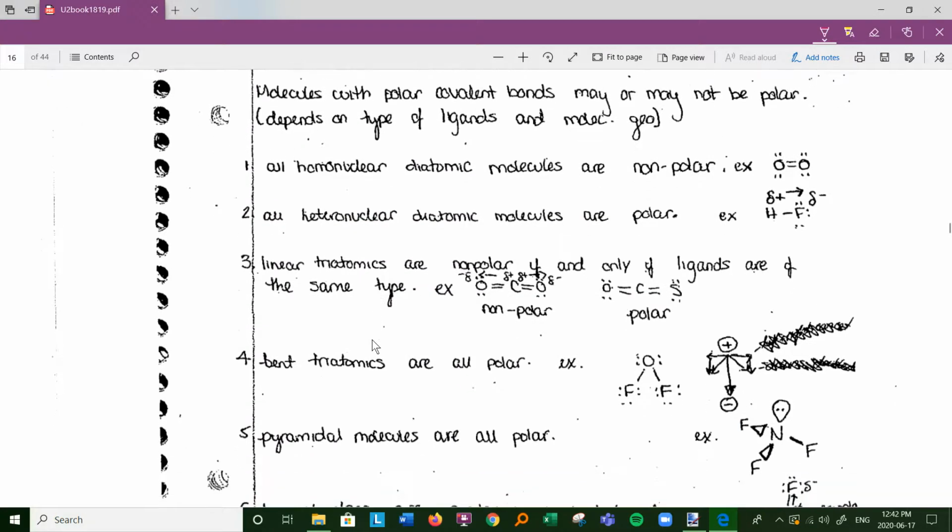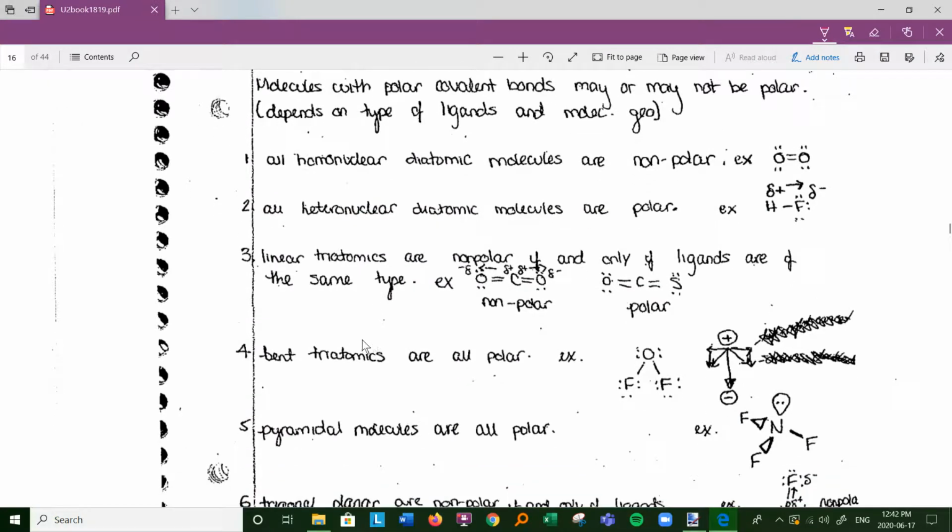So let's just survey through, and we'll start with something you don't even need to know VSEPR for. Homonuclear, the same kind of nuclei, diatomic molecules are nonpolar. So oxygen is a nonpolar molecule. It doesn't have a positive and negative end. Nitrogen is nonpolar. It doesn't have a positive and negative end.